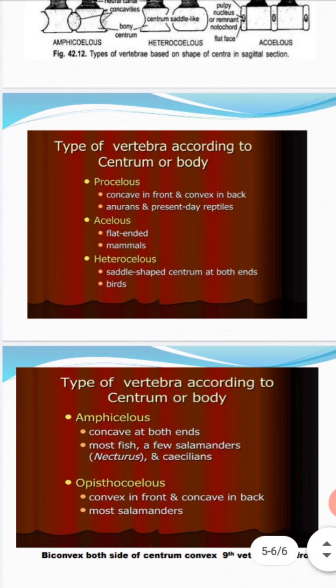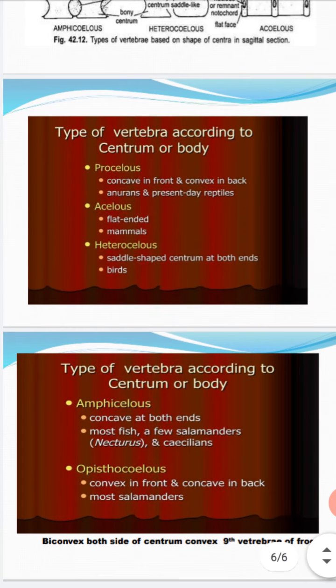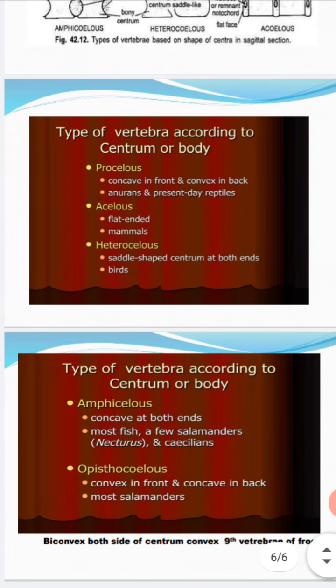Heterocoelous is a saddle-shaped centrum, so there is no conformity as to whether it will be concave or convex. It is saddle shaped, for example in modern birds. After that comes the amphicoelous. Amphi means both, coelous means cavity, so it is concave on both sides, and it is found in fish and a few salamanders.